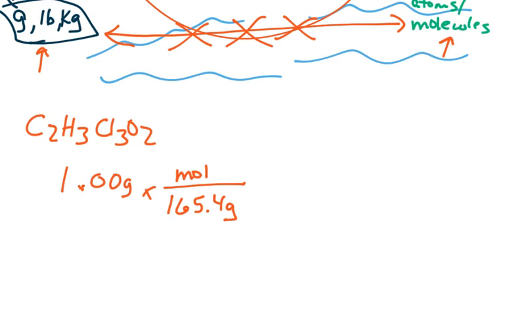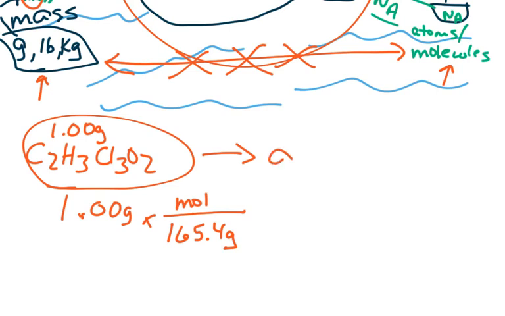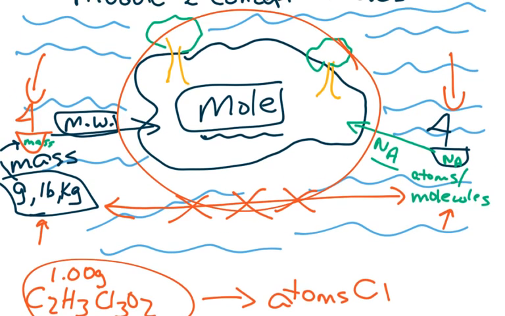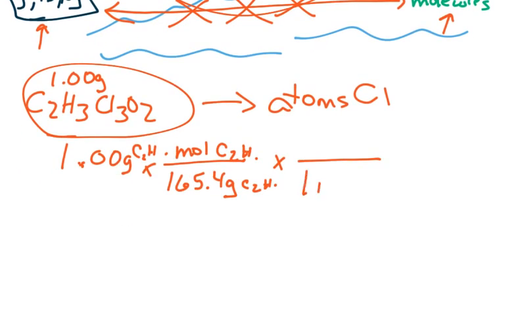And let's go from grams of the whole thing, so 1.00 grams of this stuff, and let's take that to atoms of chlorine. Okay? So you need some sort of way to abbreviate this thing. So C2H blah blah blah, to moles of C2H blah blah blah. And then we're on Mole Island now. Now we're here. We are in the middle of the place. So now we have a mole of that stuff.